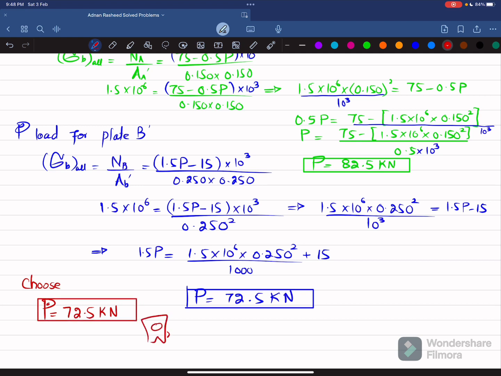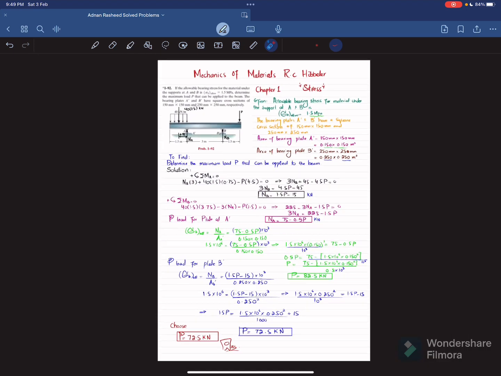Now, most students ask why you choose the smallest, because the question says to choose the largest. This load is safer. If you apply this load, the load in plate B will be less than 82.5. But if you apply the other load, the bearing stress in plate B will be greater than the given allowable stress. That's why we choose the smallest one. And that was all about this problem 1-92.